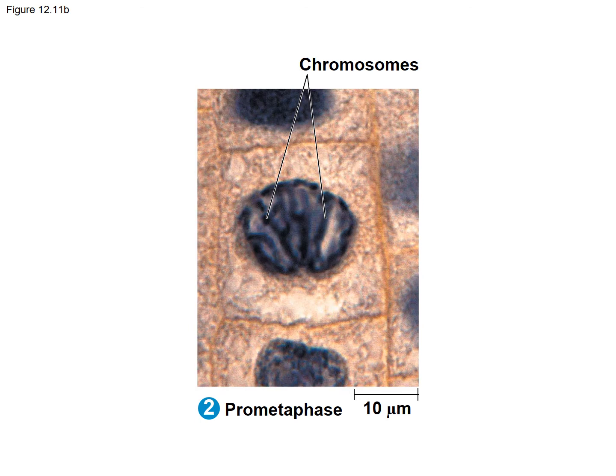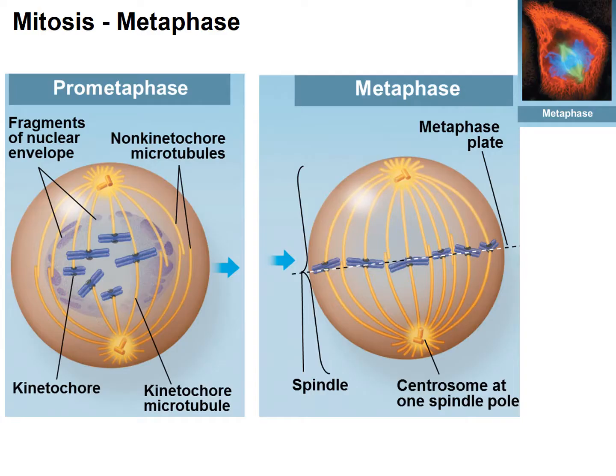Now, the next stage is pretty obvious when it occurs. It's called metaphase. So here's prometaphase. Here we can see the animal cell, the nuclear envelope is degraded. It's not present anymore at prometaphase. By metaphase, it's completely gone. Now, at metaphase, all the chromosomes line up at the equator of the cell, and this creates an imaginary line called the metaphase plate.